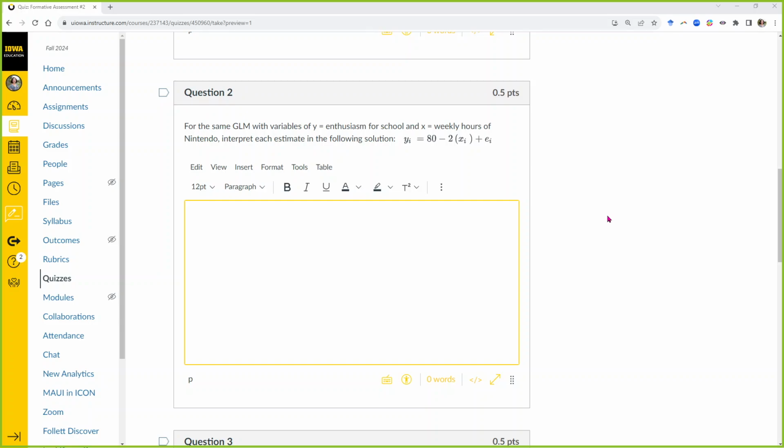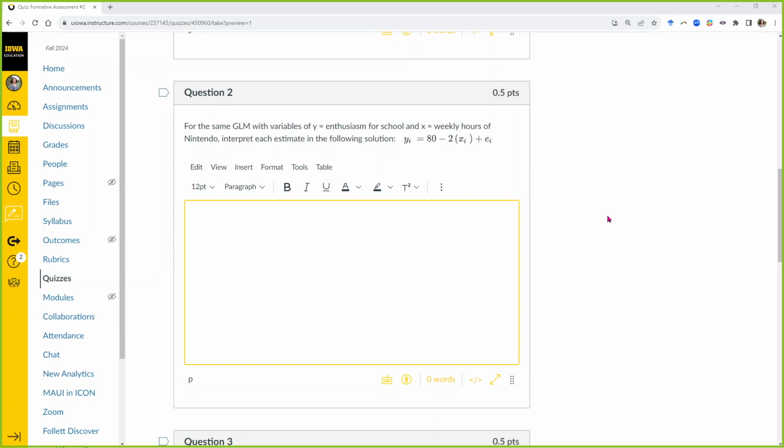That's the value you're trying to predict enthusiasm for school. Yes. And it is a variable. What is e sub i? It's the... Yes. So it's the residual.